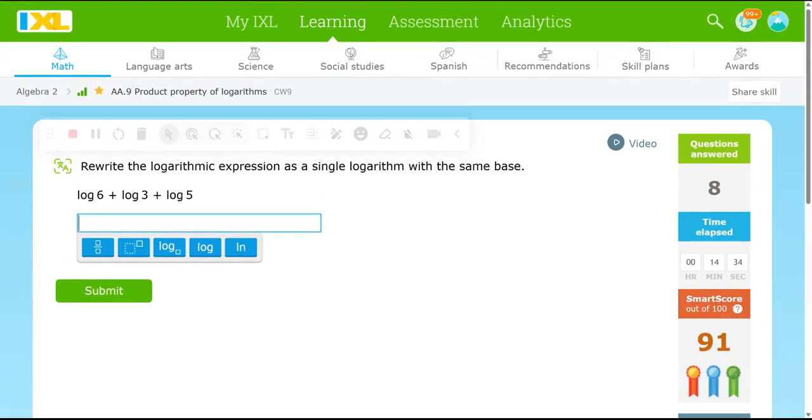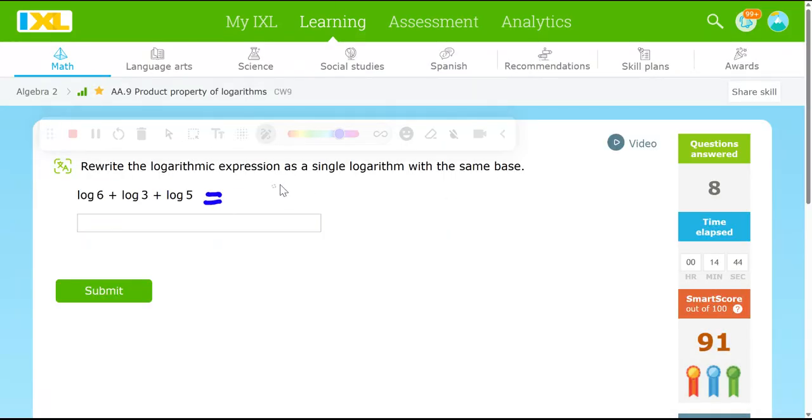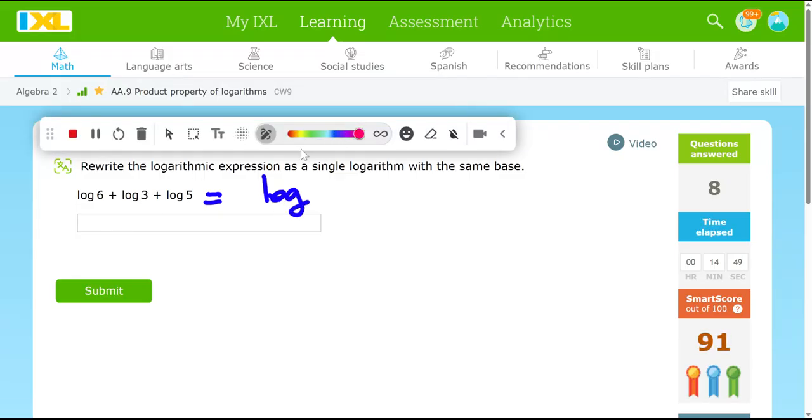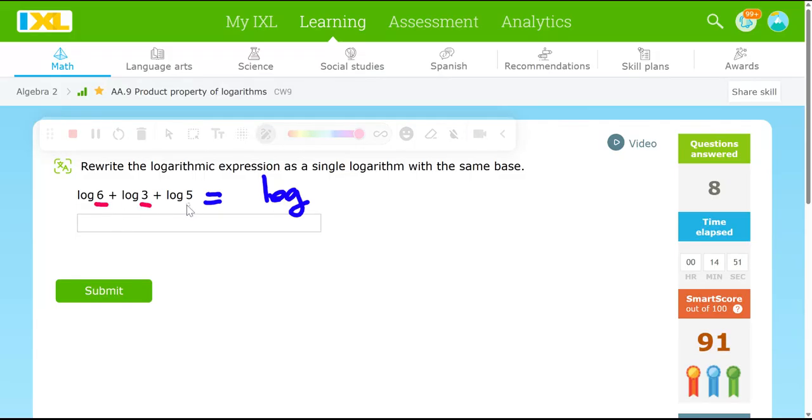So now take a look. 3 separate logs but plus. So we do the same thing. Instead of 3 logs, I can combine as one single log. And take a look over here, 6, 3, and 5. I multiply them together, 6, 3, and 5.